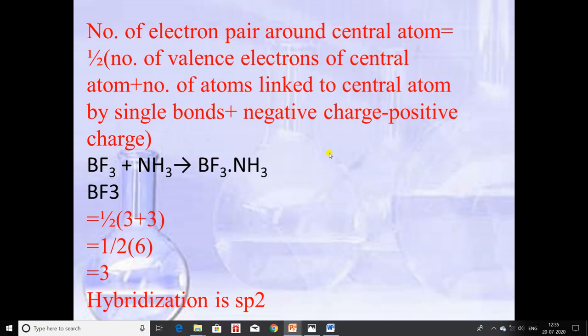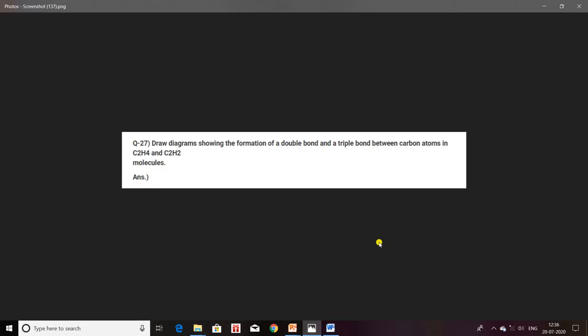In question number 26 also you have to find the change in hybridization for the boron atom and nitrogen atom, here and here. Similarly here and here. So you will use the same formula, just put in the values and find the hybridization. The next question is, draw diagrams showing the formation of a double bond and a triple bond between carbon atoms in C2H4 and C2H2, ethene and ethyne. Question number 27 is also explained in the lecture video.